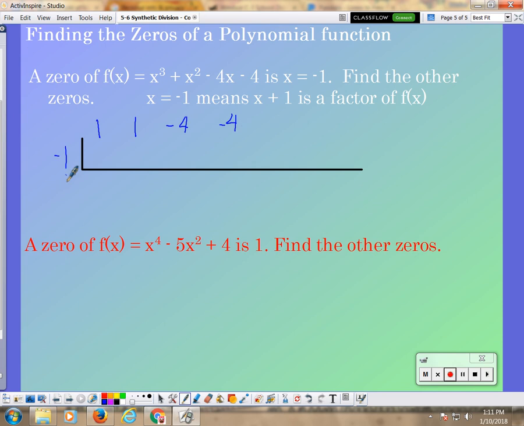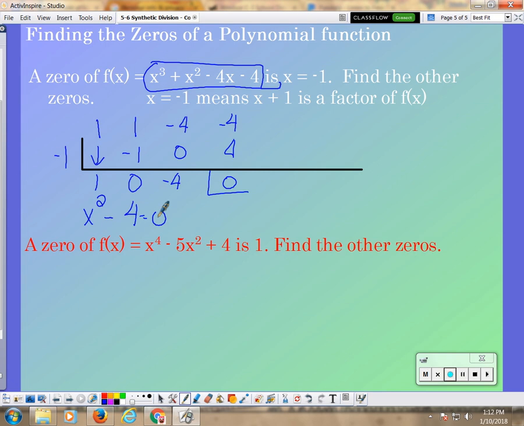Now, ladies and gentlemen, could I have taken this expression up here and just factored it using grouping? Sure, I could have. But they asked me to do it this way, and that's why we're going to do it this way. So I'm going to bring down the 1. I'm going to multiply. I'm going to subtract. I'm going to add, excuse me. I'm going to multiply. I'm going to add. I'm going to multiply. I'm going to add. No remainder. So this is x squared minus 4, because I have no middle term because it's a 0.